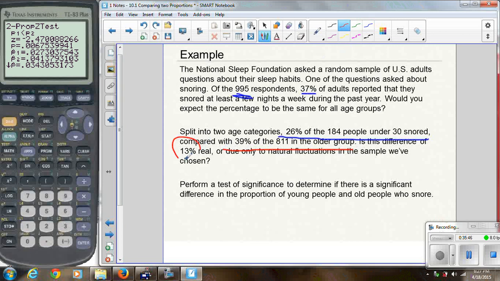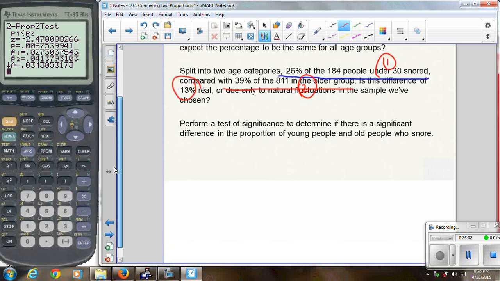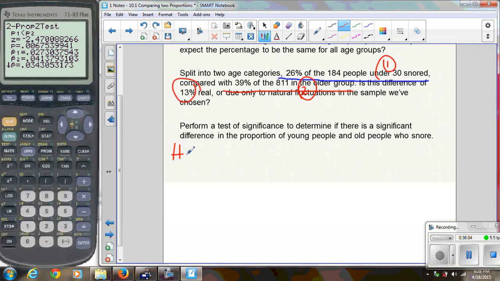Okay, and so there's a difference of 13%. We want to know, is that difference caused by chance, or is there really a difference between the two groups? So we want to perform a significance test. I'm going to call my under 30 group 1 and my over 30 group 2. So when I'm stating my hypotheses, I would say that P1 minus P2 is equal to 0.